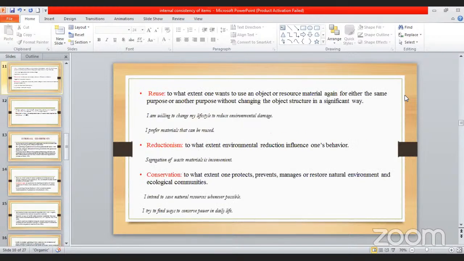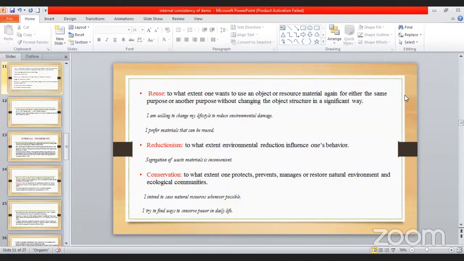Reuse is another domain. That means to what extent one wants to use and reuse. That means we tend to use a resource material again for some purpose or another purpose without changing the structure of the object. So the item in the scale with respect to this domain is, I am willing to change my lifestyle to reduce environmental damage. Next item is, I prefer materials that can be reused.